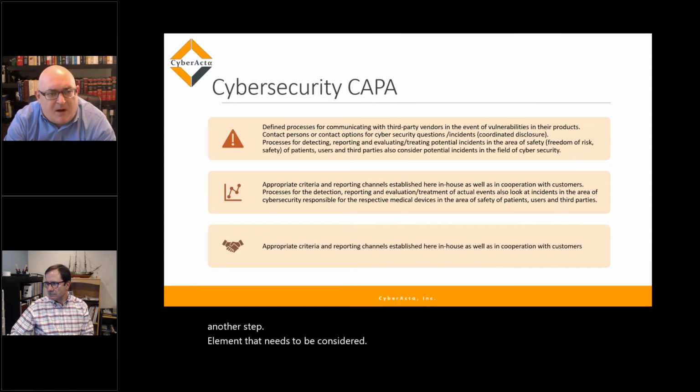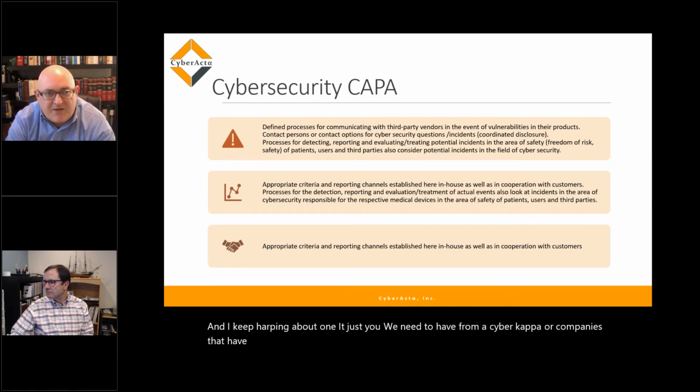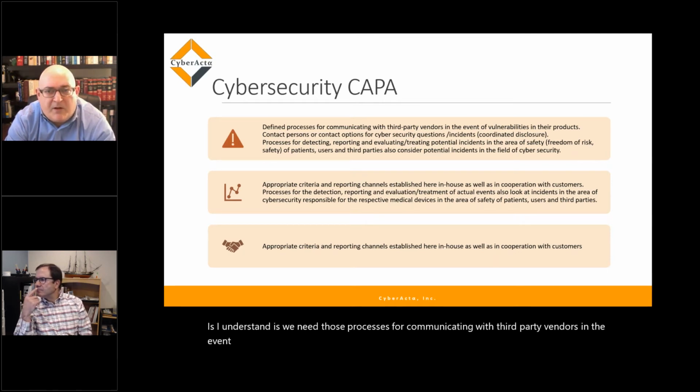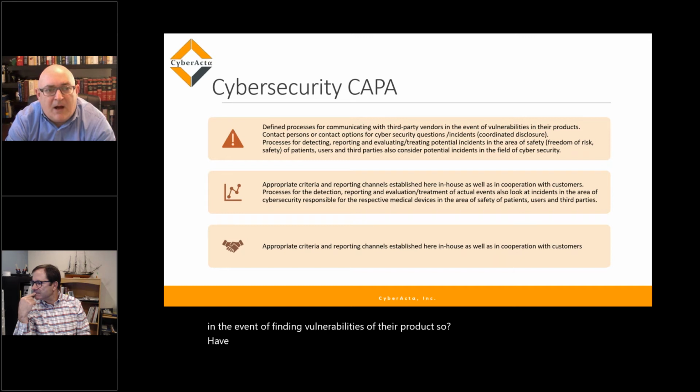And I keep harping on that one. From a cyber CAPA perspective, companies that have a lot of software or devices running software or IVDR need to understand that we need processes for communicating with third-party vendors in the event of finding vulnerabilities in their products. So have that established and cleared out.